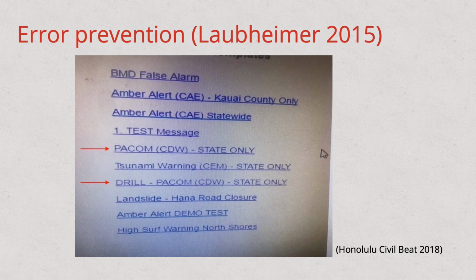So this is the error. This is the system that caused that huge error. And you can see how similar the choices are here. Further compounding the human error was the fact there was no option for false alarm to recall or correct the mistake. So people were left for hours thinking they were facing imminent doom.